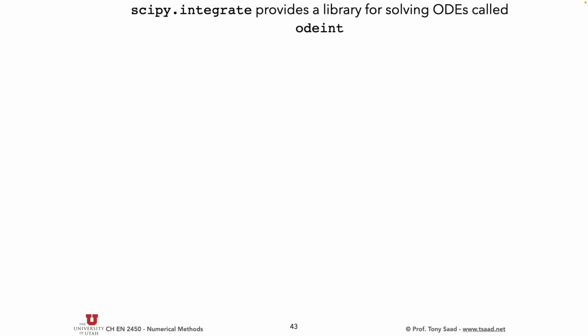Python, through SciPy, provides a library called odeint. You can get that from scipy.integrate. It provides a library for solving ODEs called odeint, and that means ODE integrate, okay? Not ODE integer, ODE integrate, right? odeint, by definition, is what the Python folks want it to be.